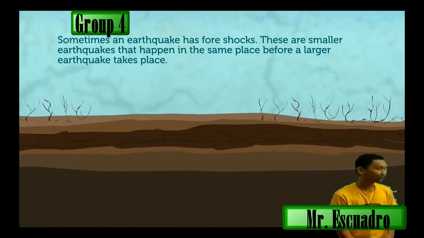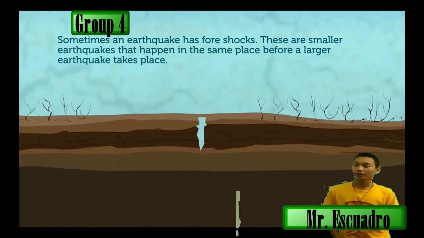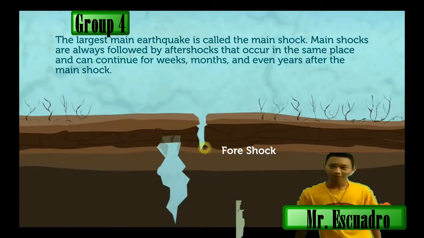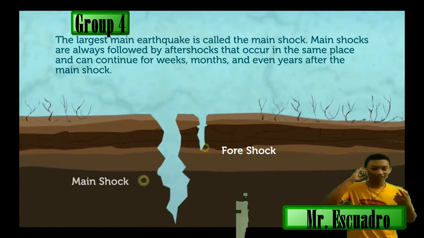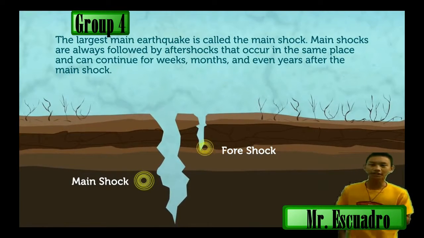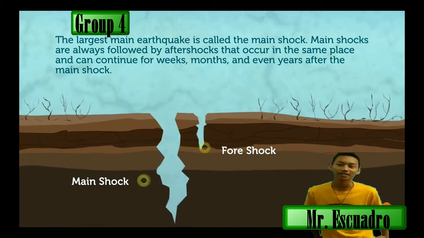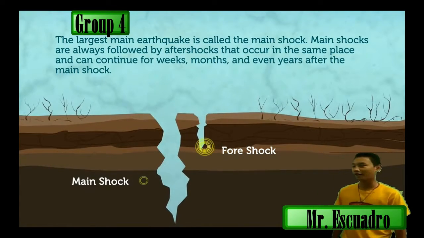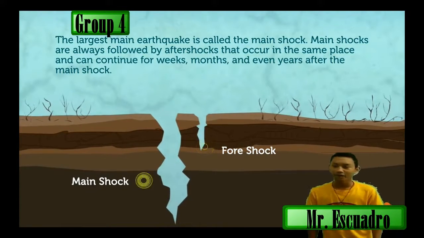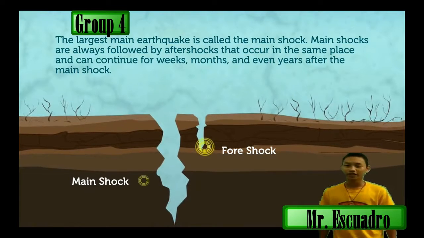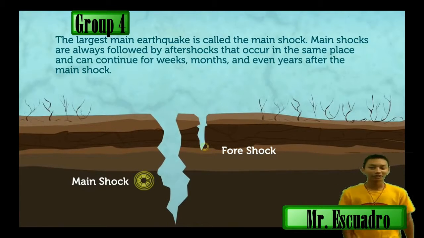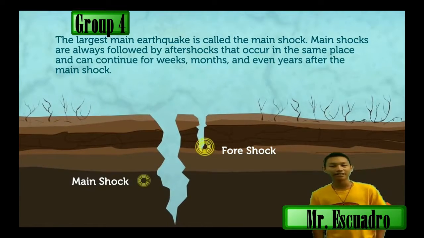Sometimes an earthquake has foreshocks. These are the smaller earthquakes that happen in the same place as the large earthquake that follows. Scientists can't tell that an earthquake is a foreshock until the large earthquake happens. The largest main earthquake is called the main shock. Main shocks always have aftershocks that follow. These are the smaller earthquakes that occur afterwards in the same place as the main shock. Depending on the size of the main shock, aftershocks can continue for weeks, months, and even years after the main shock.